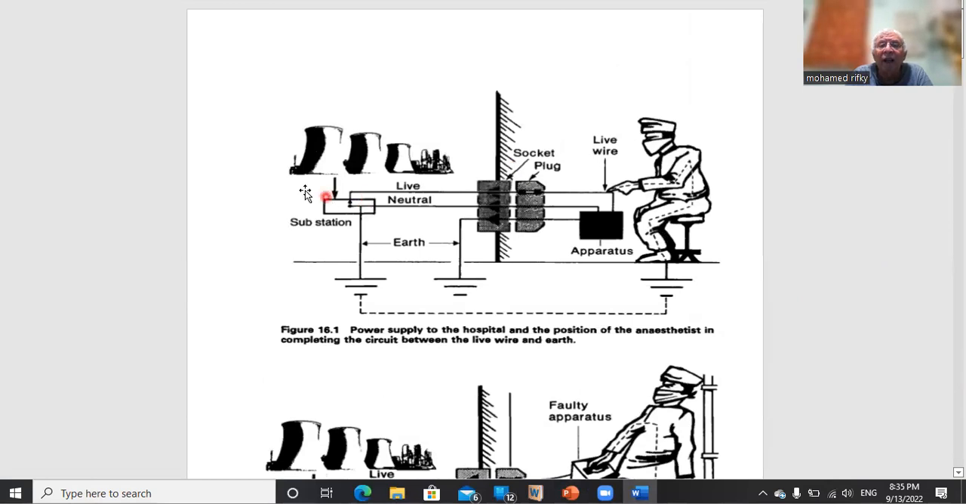This is the figure showing the factory, where the volt goes to a substation, and then the substation through two wires goes to the socket, as you can see, and the neutral is attached to the earth. And whenever the apparatus has a fault and the anesthetist is touching the live wire which is exposed, the current can go through the anesthetist to earth, going back to the substation, inducing a current effect. This current, of course, may be 1 milliampere up to 24 milliampere, which is a lethal current.